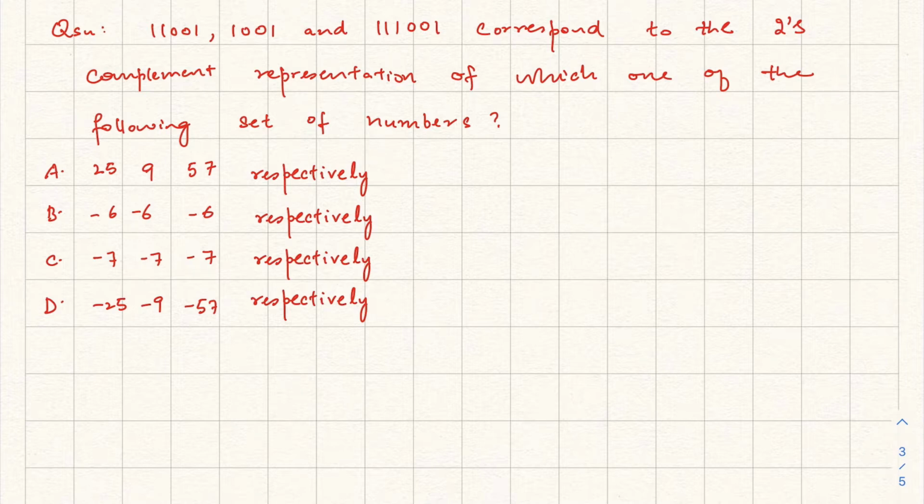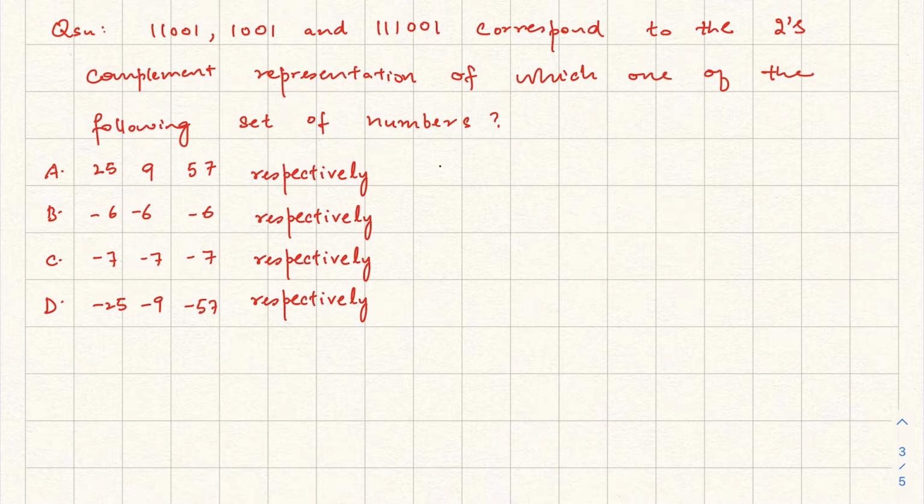Three numbers 11001, 1001 and 111001. They correspond to the 2's complement representation of which of the following set of numbers that we need to determine. Before we solve this question, let us understand one very important concept. Let us take one example.